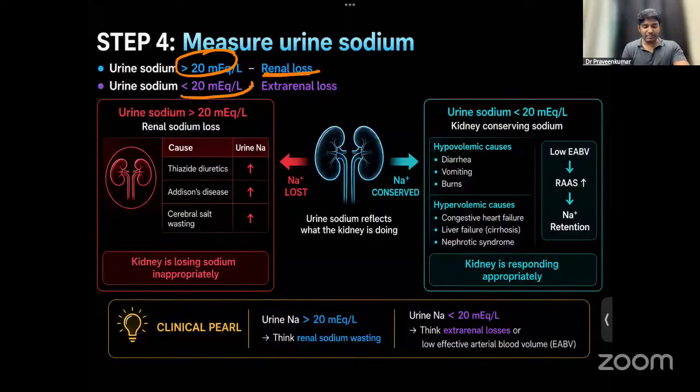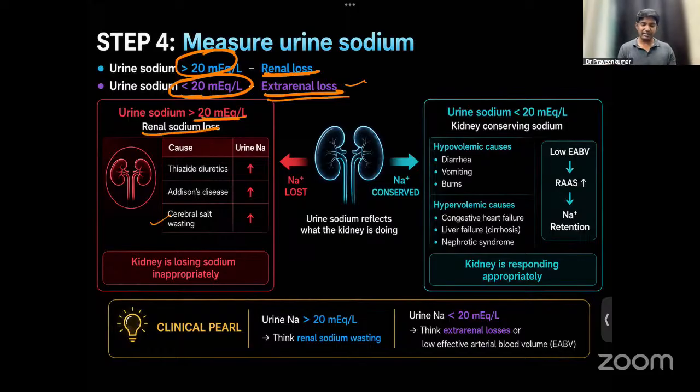If it is less than 20 milliequivalents, it is going to be extrarenal loss, because whenever we have vomiting or diarrhea, it is extrarenal loss. The kidney will try to reabsorb all the sodium to maintain the sodium level. So in extrarenal loss, the urine sodium is going to be very low because the kidney is trying to reabsorb all the sodium. So when urine sodium is more than 20, it indicates renal sodium loss.